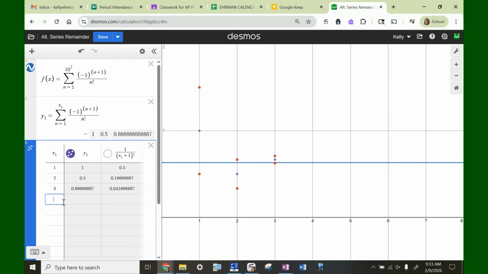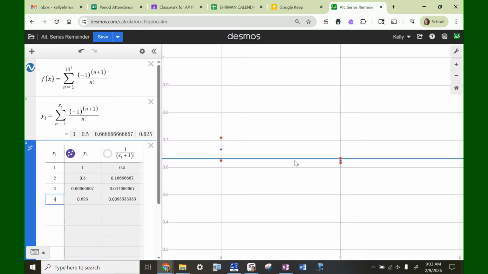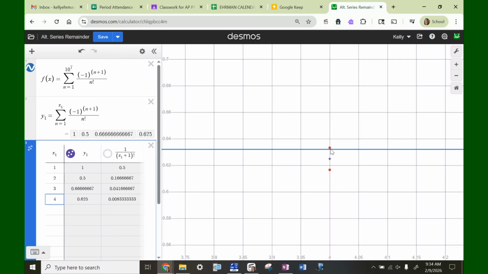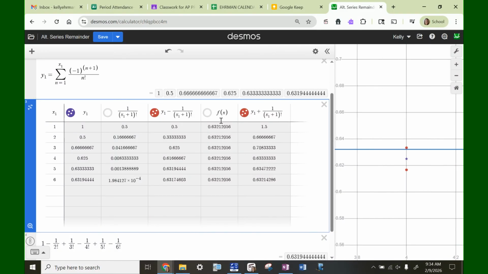Now I'm going to have to zoom in for you to be able to really see what's happening here. But you can see that, yeah, we are still capturing with each one the actual sum, and we get closer and closer. And so we were supposed to go out to 5 and 6. Instead of zooming visually here, I'm going to extend this table out. So here's what the true f of x is supposed to add up to. And if I take my approximation, my 6th partial sum, and I add or subtract the alternating series remainder, you can see what bounds you fall within.